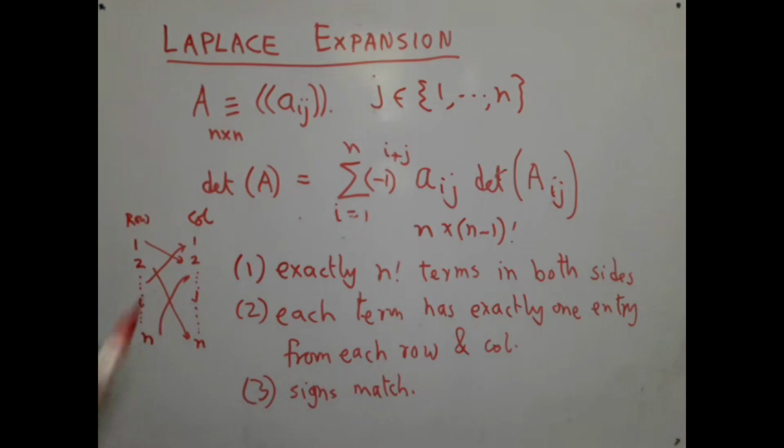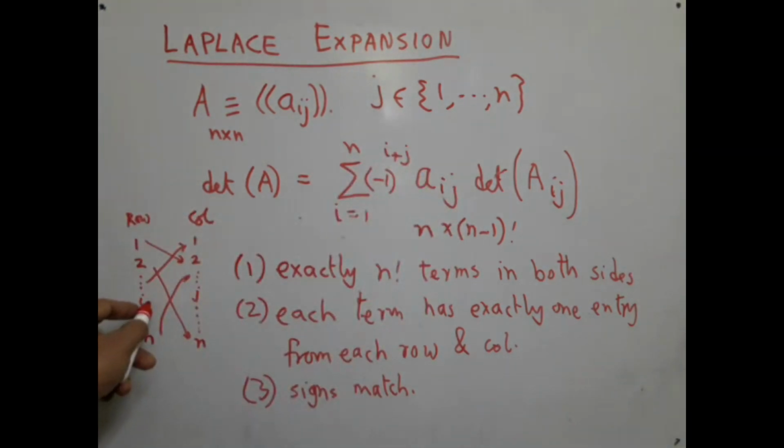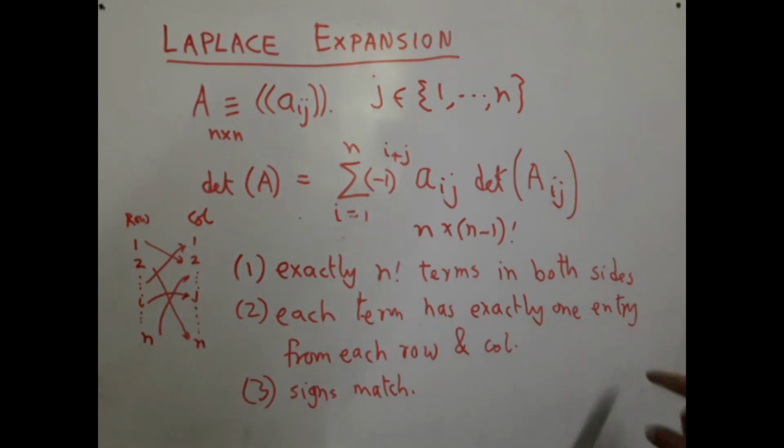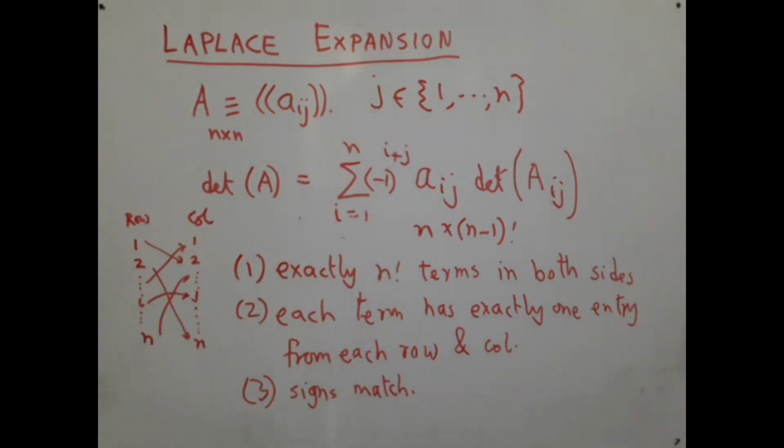Only the ith row and the jth column are left out. Now when I multiply it with aij, I am supplying that column. I am supplying that term, so both the ith row and the jth column get represented. As a result, each of those n factorial terms has exactly one entry from each row and each column.